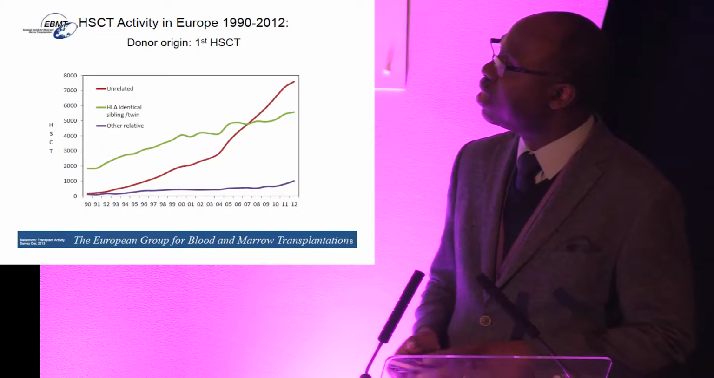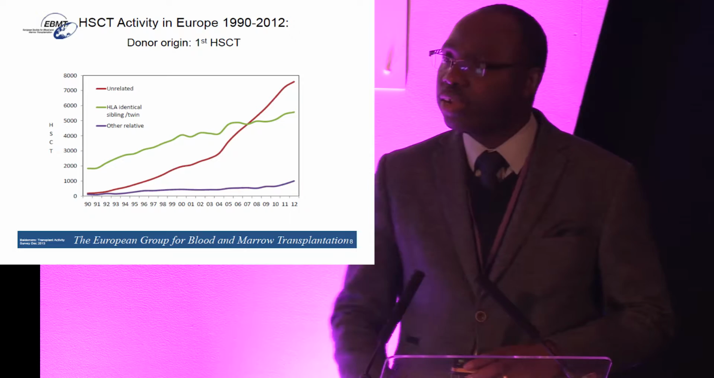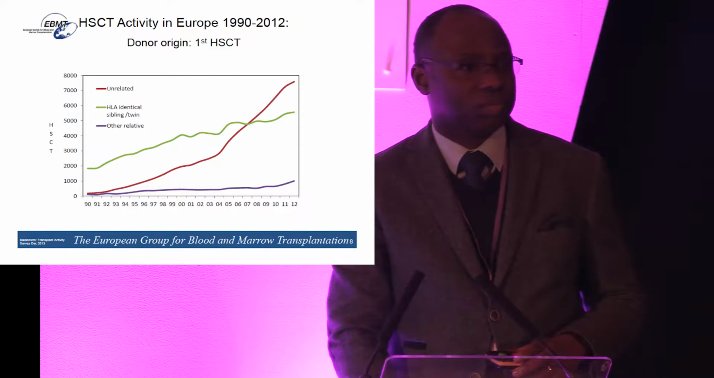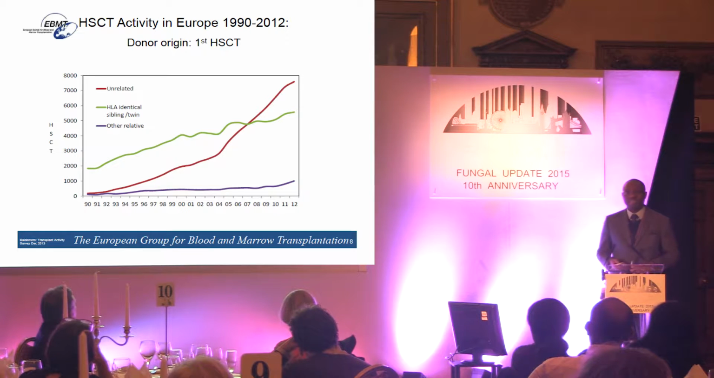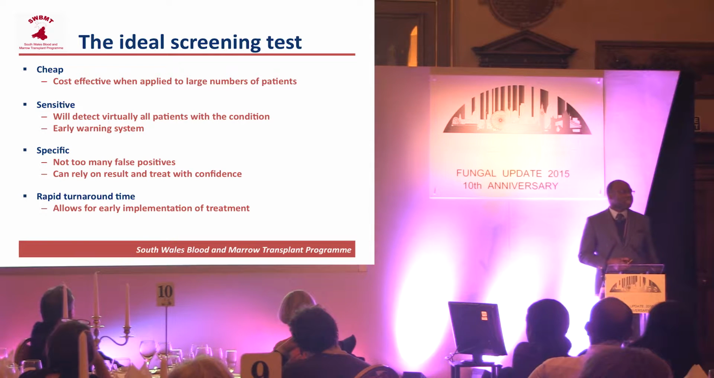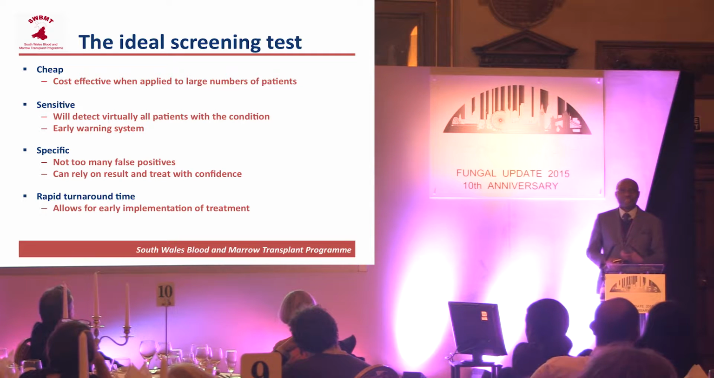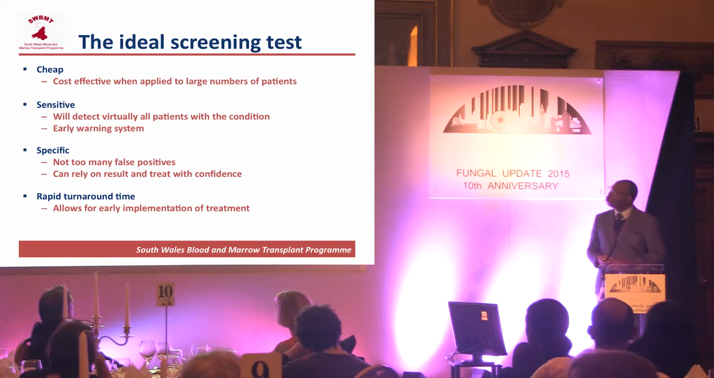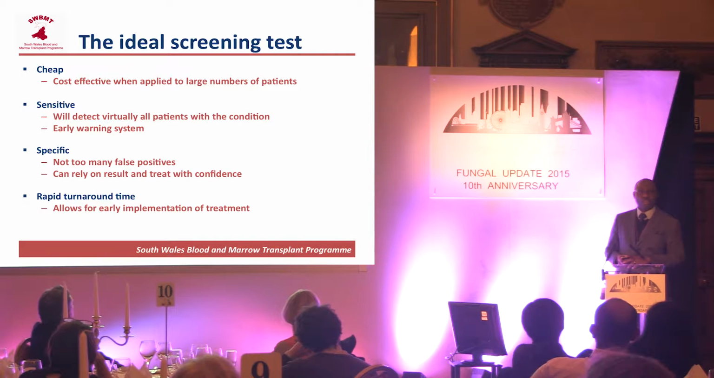And when we consider that the international trend is for increasing numbers of unrelated donor transplantation, we can see that problems related to infection are only set to increase. Given that that is the case, we need a test that should and could enable us to detect infection at an early stage before it becomes established, so that we can treat when we have a modicum of success. So what would an ideal screening test look like?